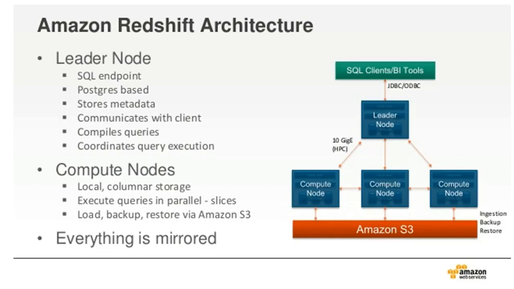So this is a simple architecture for Redshift. It has a leader node, the compute node, and everything is mirrored. The leader node manages the compute nodes, which perform columnar storage and execute queries in parallel slices, either via S3 or other sort of storage. The leader node is based on Postgres and stores metadata about compute nodes. It can communicate with clients using business intelligence tools and other things. It helps coordinate query execution.